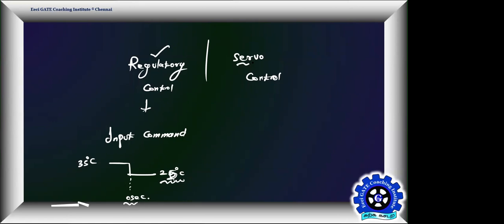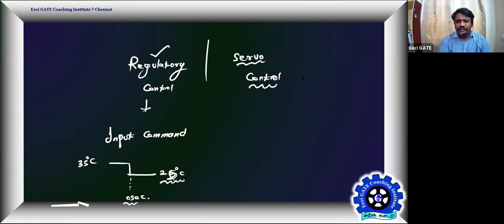And servo control is the one where the input command is going to change. That means your R of t is going to be really a function of time. A good example is your ramp input itself. It is a t into u of t, where you are expecting the system to follow the input command. That means it has to rise like a ramp. So that's why you are giving such a command.